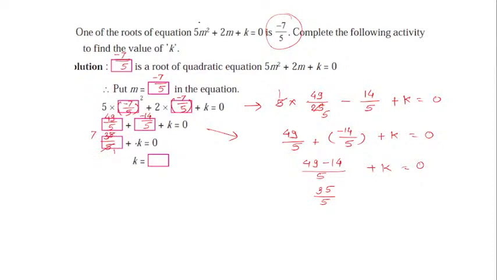So it is 7 plus k is equal to 0, and if we transfer 7 to the right hand side, it will become minus 7. So the value of k is equal to minus 7. So this is the answer of this question, that is, the value of k is minus 7. So this is again another problem based on the roots of the quadratic equation.